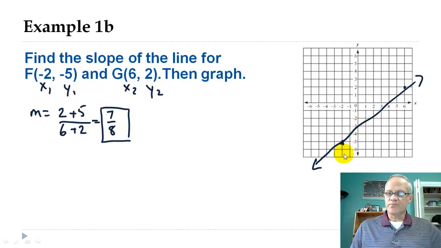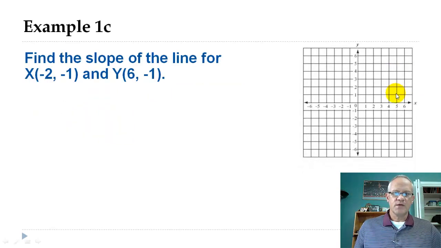And so let's double check what we got here. If this is really a slope of 7/8, I should be able to, from this point, count up 1, 2, 3, 4, 5, 6, 7, and then go 1, 2, 3, 4, 5, 6, 7, 8. That's where the other dot is. So yep, that's correct. We've got a slope of 7/8. Okay, next one. How about this one?